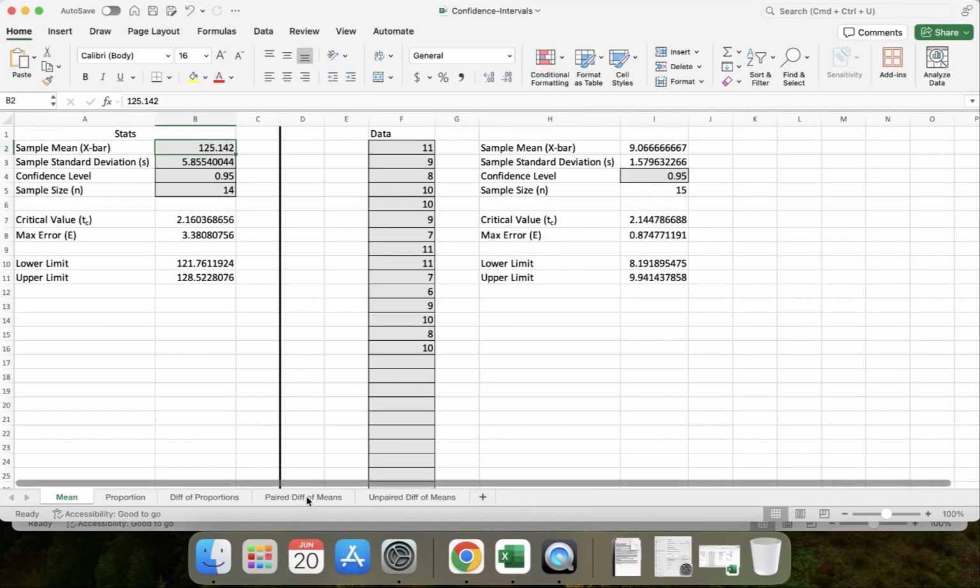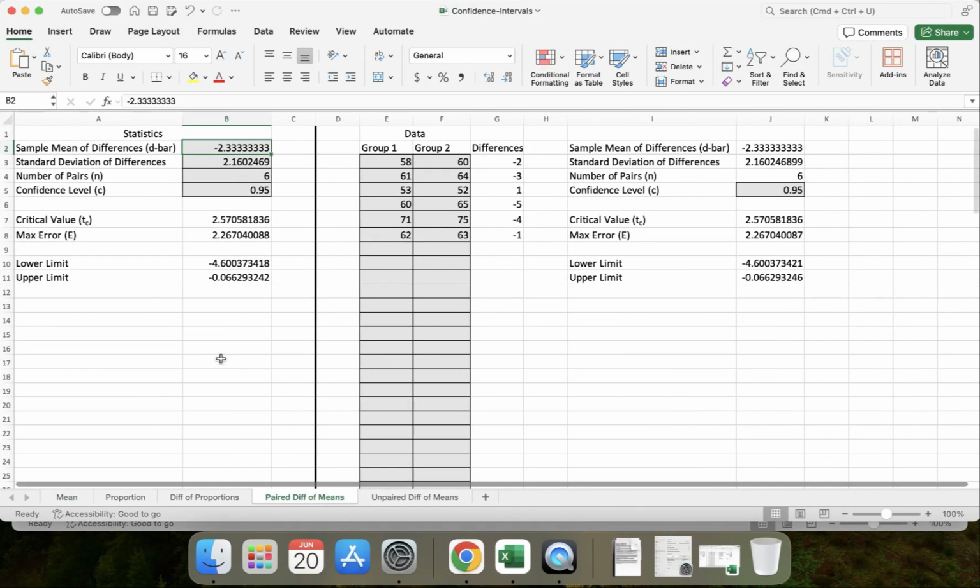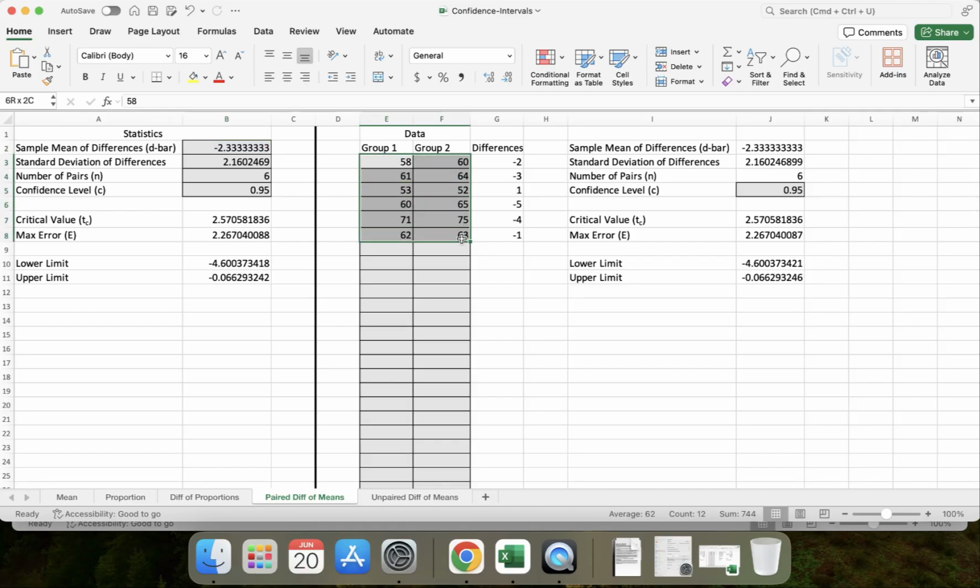So make sure you change down at the bottom to paired difference of means. And it looks like I already have this one in here. Yeah, so I have the data in here, 0.95. And we're looking for this lower and the upper limit. So negative 4.6, let me just write this down, and negative 0.06629.